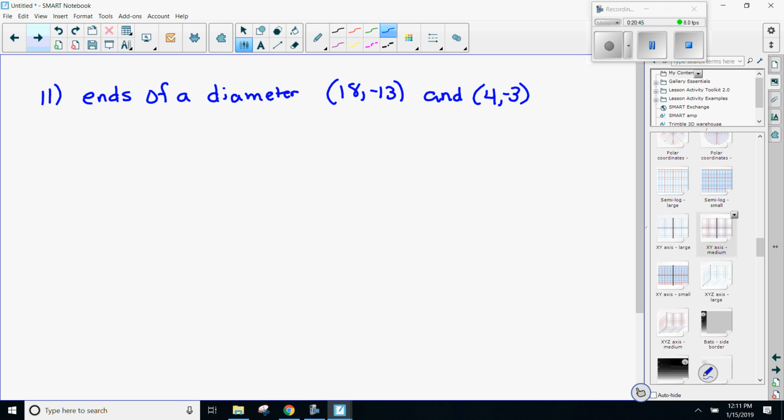Can I just kind of roughly sketch this instead of drawing it on a graph? If I roughly sketch this, I just want to get some quadrants, right? Okay. So we have positive 18, negative 13. We're down here, right here. 18, negative 13. And then I have another one that is at 4, negative 3. I don't know, right there.